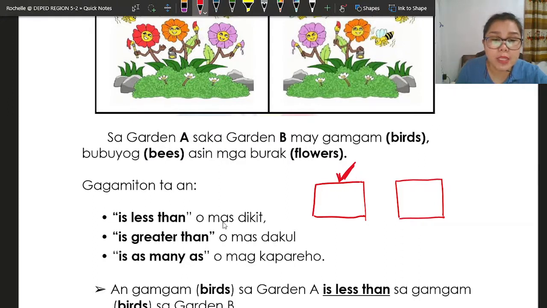So, what does it mean? Is less than means mas dikit, not dikit as in stuck. In Bicol, dikit means a few. So, mas dikit means fewer or is less than. Next is mas dakol, more than or greater than. And then, magkapareho is as many as, or simply two sets are of equal number. So, these are what we will use. But how are we going to use them in a statement?